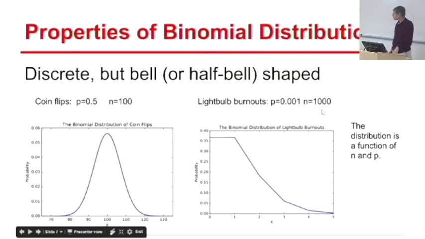How many burnouts per 1,000 per bulb? This is how many burnouts per 1,000 events.